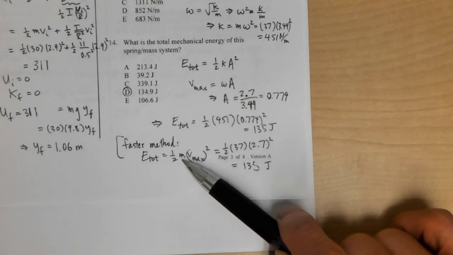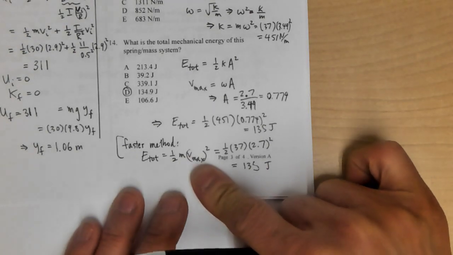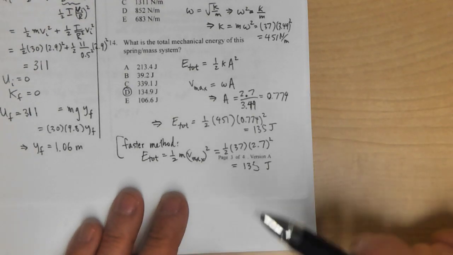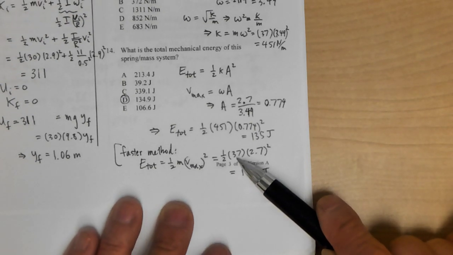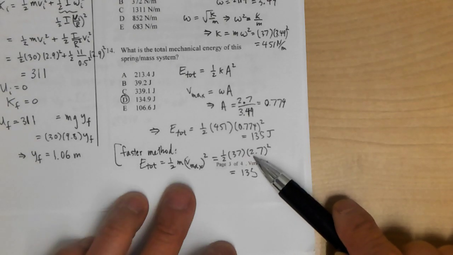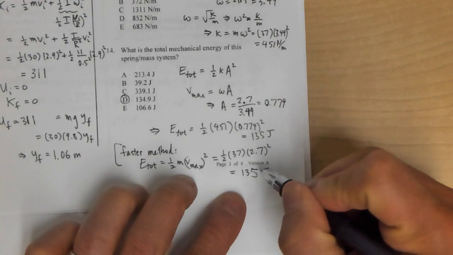That's 1/2 mv squared. Okay, that turns out to be the maximum speed when it passes through zero, x equals zero. So we get 1/2 the mass, 37, times the maximum speed, 2.7 squared. That comes out to 135 joules.